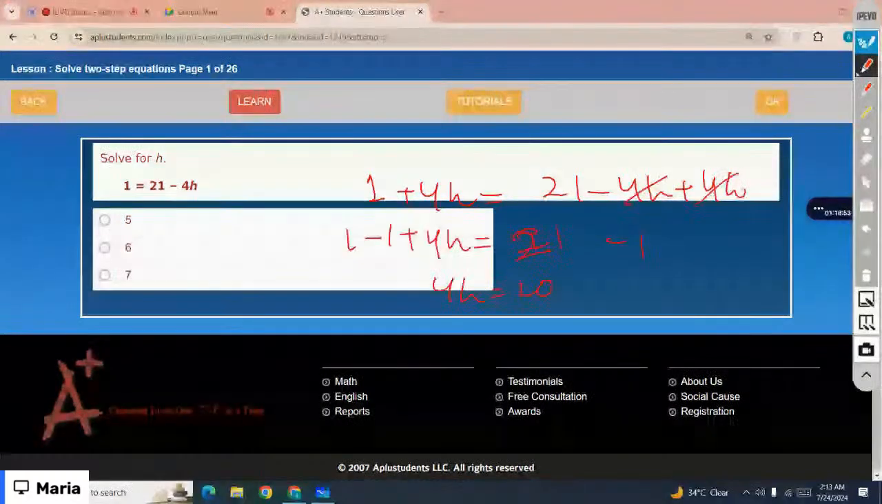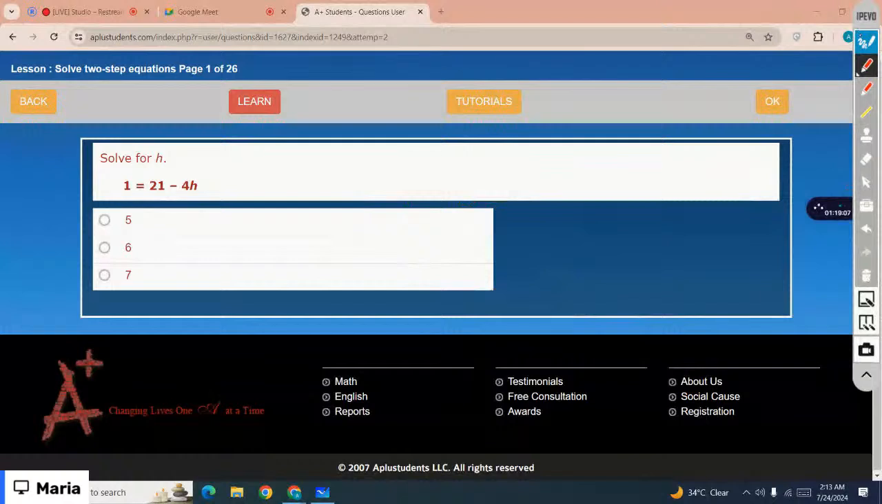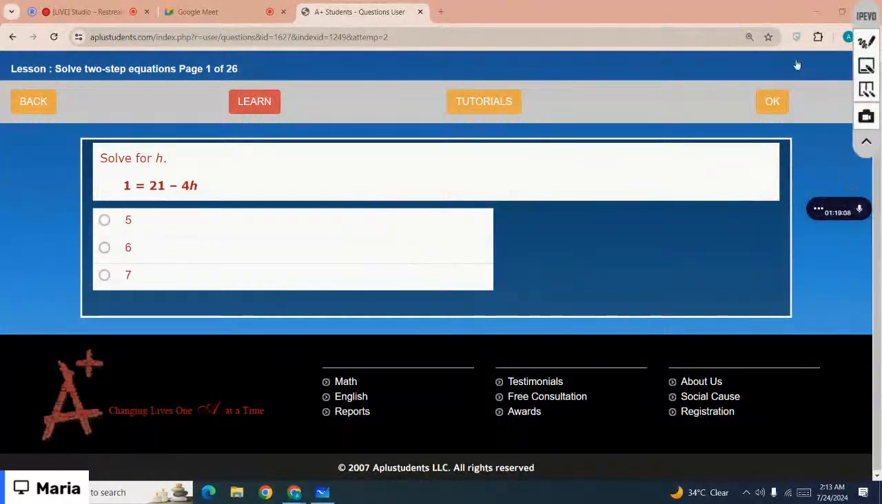Have to divide both sides by 4. So h equals 5. Option number 1 is the correct option.